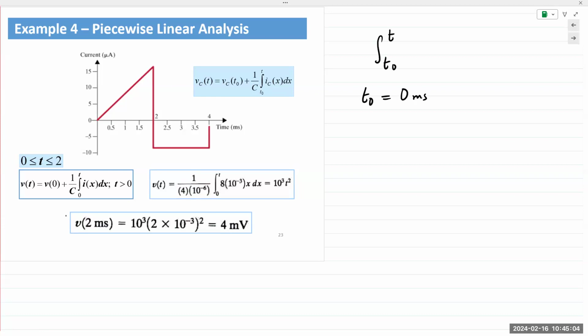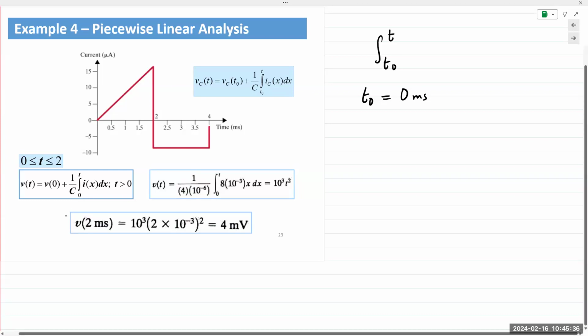Remember, I made this point earlier. You have multiple pieces, and you're analyzing each piece. The beginning point of each analysis is different. So for this analysis, meaning from 0 to 2 milliseconds, my T0 or the beginning period is 0. T0 is 0. So that's where this 0 comes from. So the limits of the integral are 0 to t for this reason. And then, of course, this variable x can be anything.